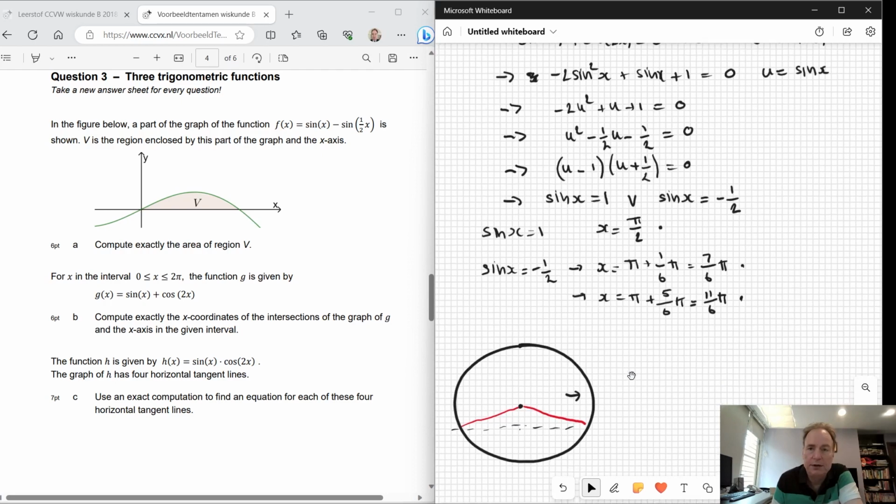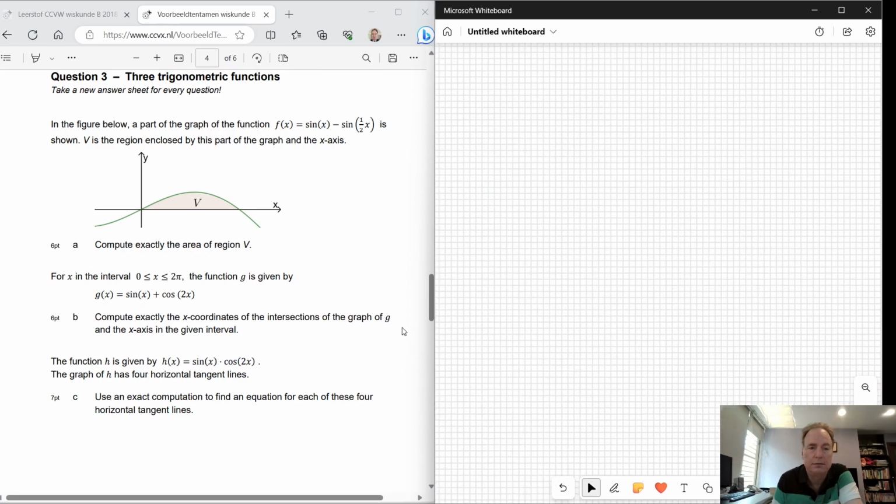Okay, question 3c. We have that function h of x given, and they tell us that it has 4 horizontal tangent lines. And we need to find the equation for each of these tangent lines. So we need to find the x for which this derivative is 0.